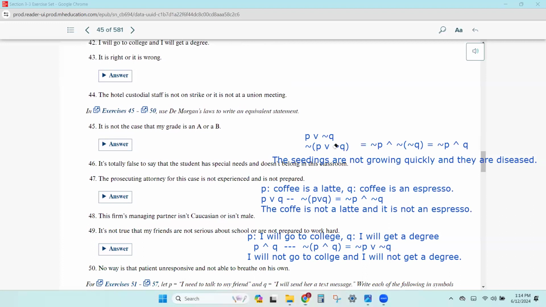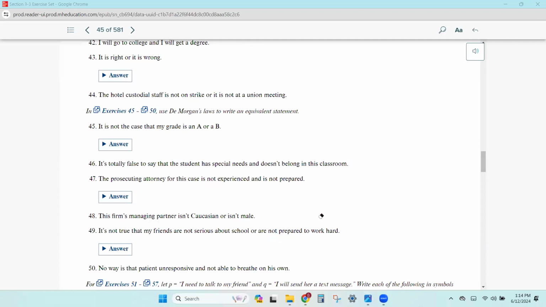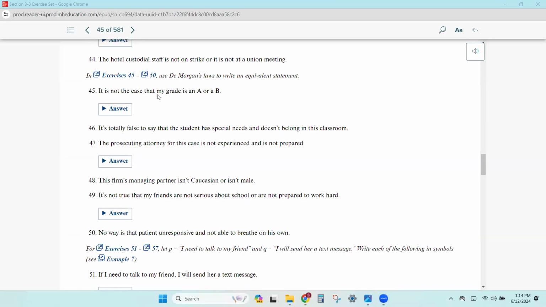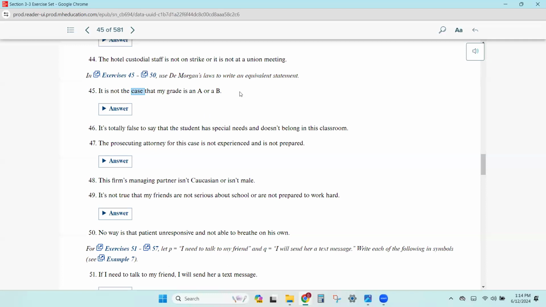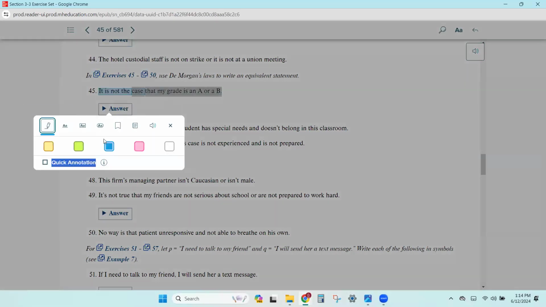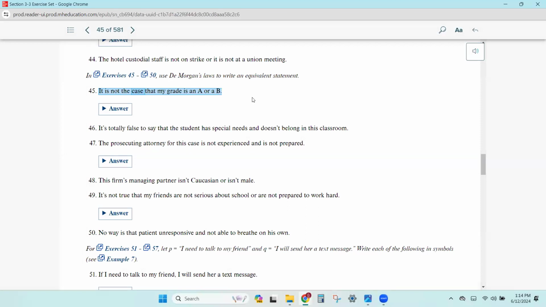All right, so that's the negation. Let's see what they say about equivalences. Yeah, here's the equivalences. So it is not the case that my grade is an A or my grade is a B. Okay. It is not the case. Oh, okay. So what that is, I'll explain that to you.